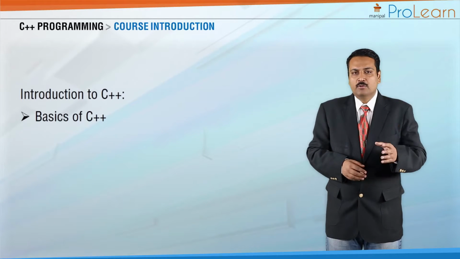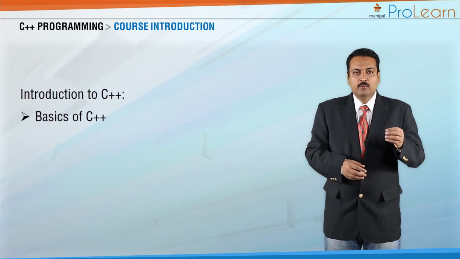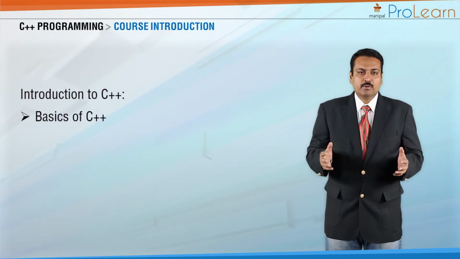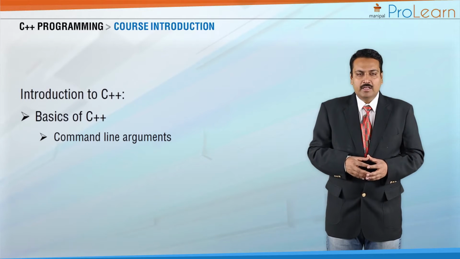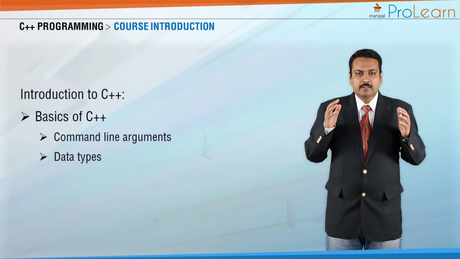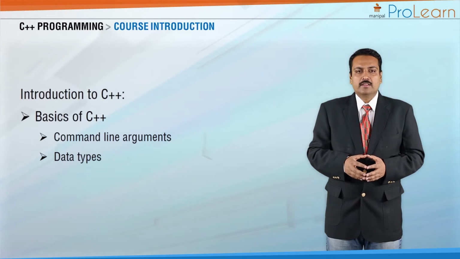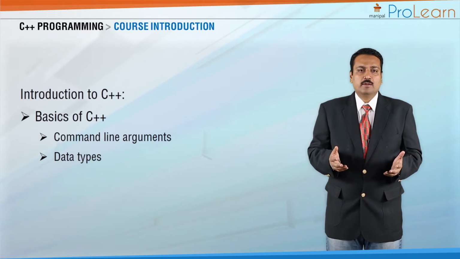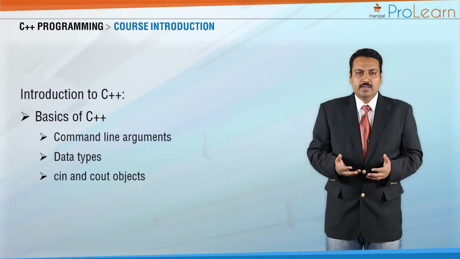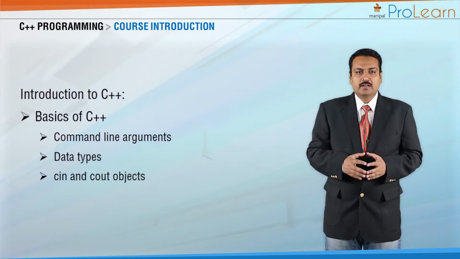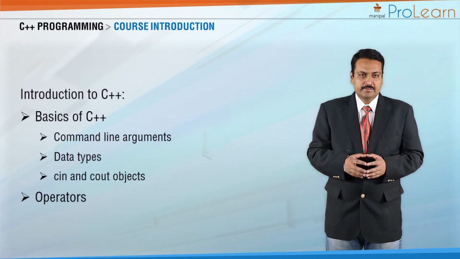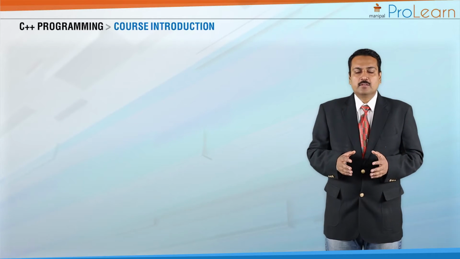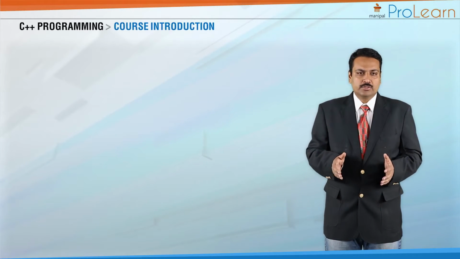In module 2, you will learn about the basics of the C++ language. You will learn about how you can perform compilation, how linking happens, and how the program gets executed, how command line arguments can be captured, and the data types that are offered in the language. We'll also learn about the cin and cout objects, and we'll also implement the various kinds of operators that are supported in C++.